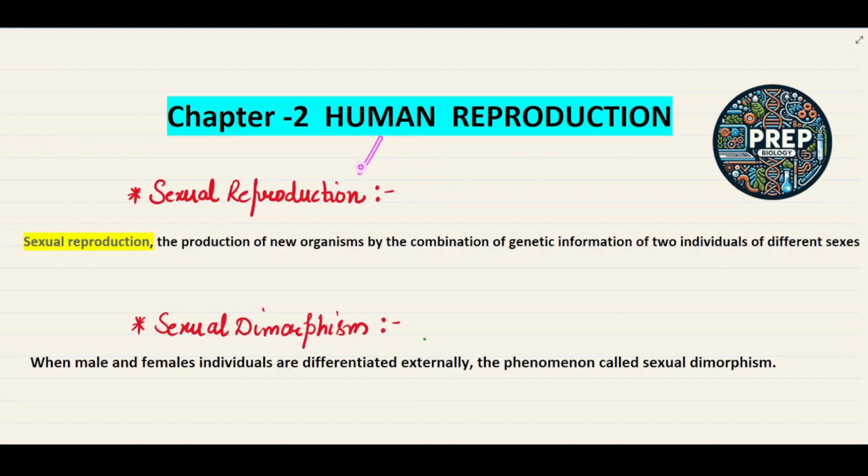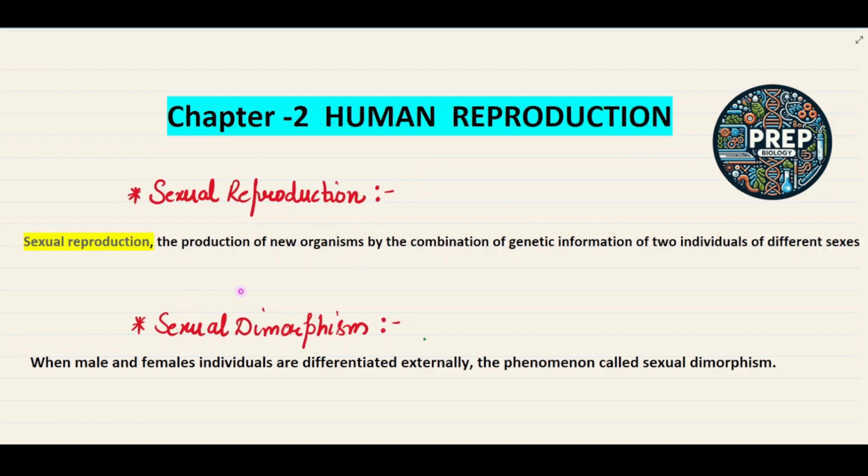As we all know, in humans, sexual reproduction takes place. So what is sexual reproduction? It is the production of new organisms by a combination of genetic information of two individuals of different sexes. In humans, males and females have different sexes, and they produce the new generation. That kind of reproduction is sexual reproduction.